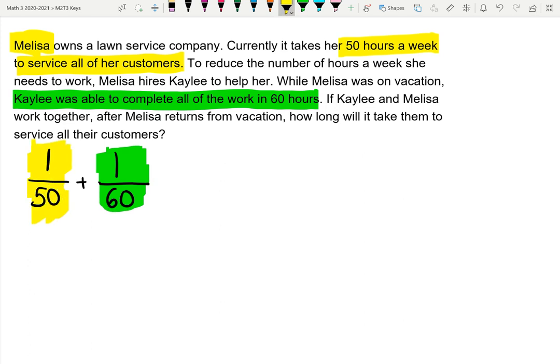If they work together, how long will they be able to complete the task? Serve all of their customers in an unknown number of hours. My biggest clue to you is we're studying rational functions, aka fractions. So there should definitely be a fraction in the equation that you create.